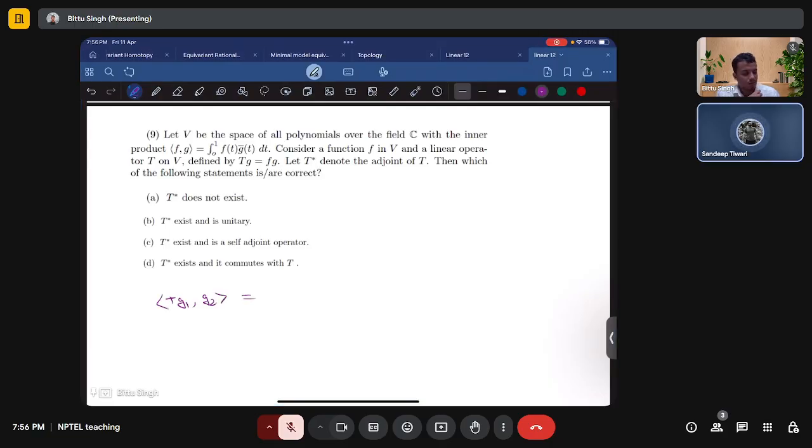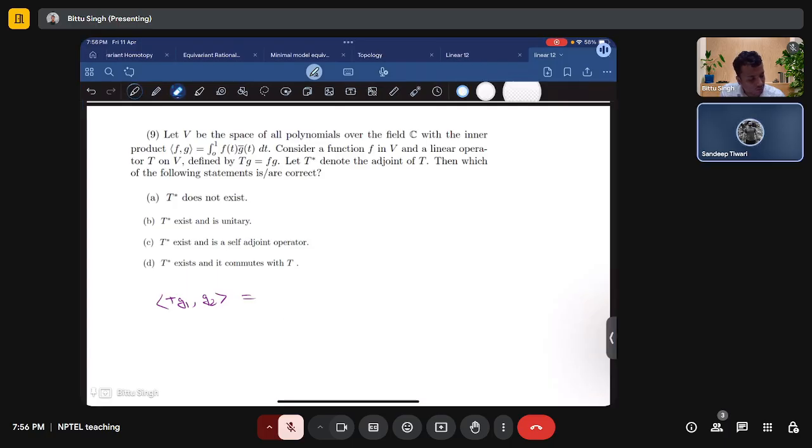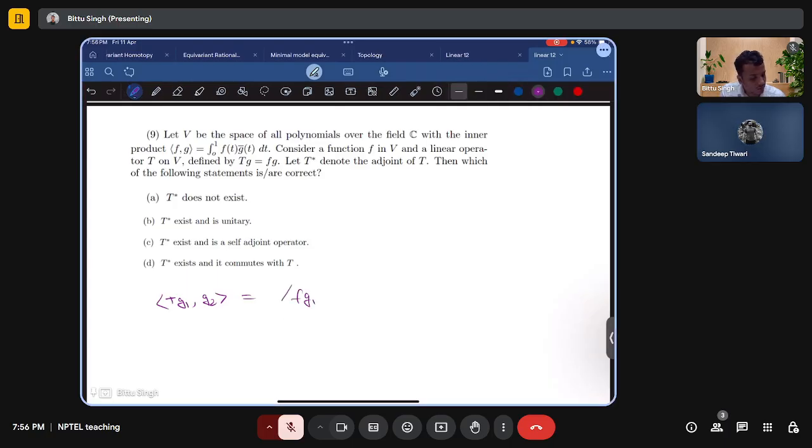So T star always exists, sir. Yes, for the finite dimensional case, T star will exist, but here we are considering infinite dimensional, so we need to check. Okay, so Tg1, g2, this is same as, what is Tg1? Sorry, Tg1 is f times g1. This is the definition. And this inner product is defined by the integral from 0 to 1 of g1 times g2 bar dt.